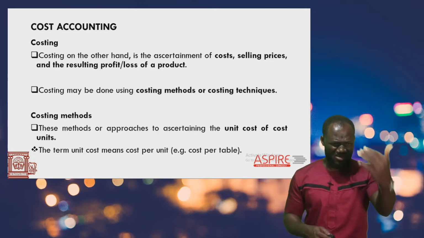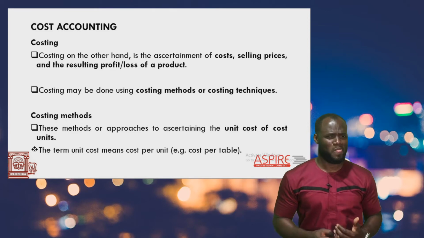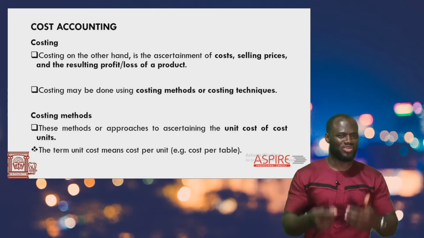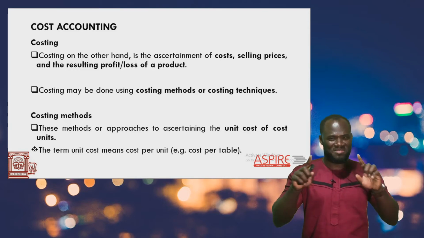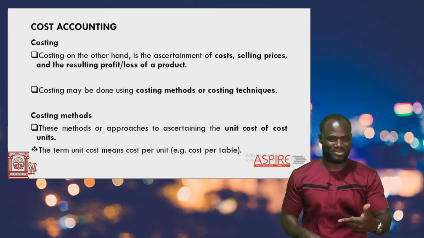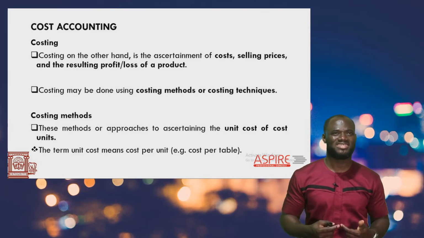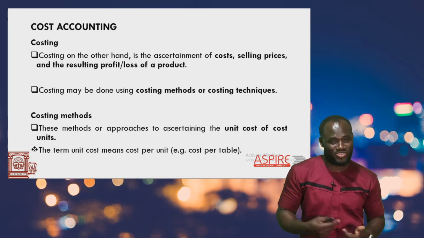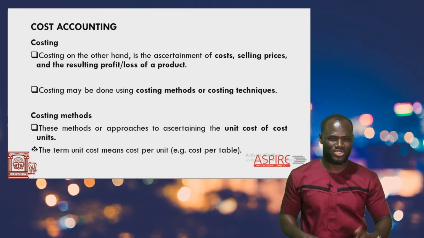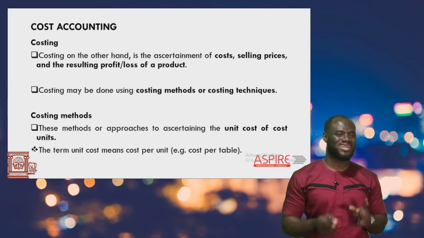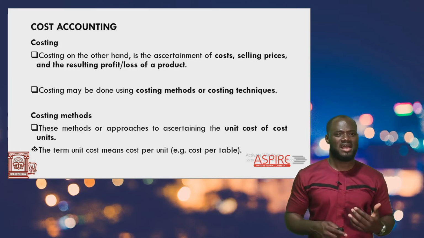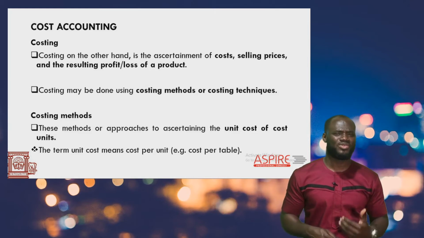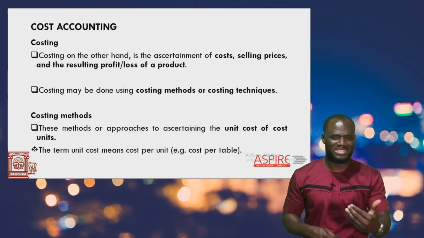Right, now that we know the meaning of cost, let's see another terminology referred to here as costing. As the name implies, costing is a process. So we can say costing is an action verb. It's an action word. You are doing it. You are in the process of bringing out something. So when you say costing in cost accounting and accounting in general, it simply means the process of determining or ascertaining the cost of an item, of a product.